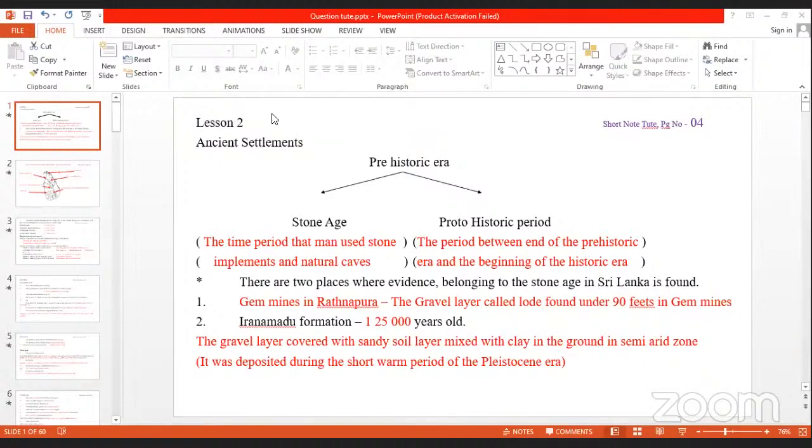So I'm going to start from the beginning. The second lesson I'm going to start is regarding the ancient settlements. So you can take the short note tude and turn to page number 4 in that tude. I'm going to go to the slideshow now.